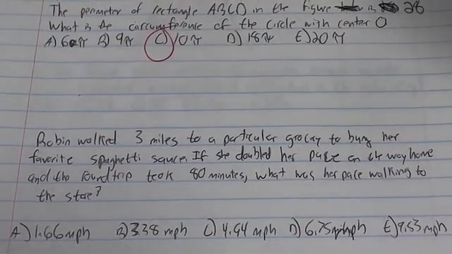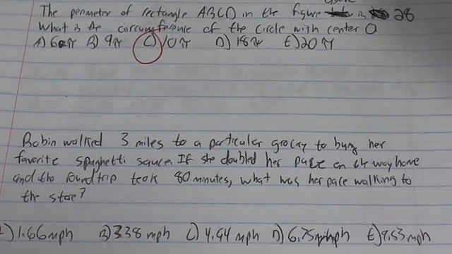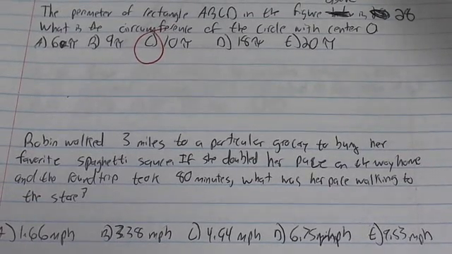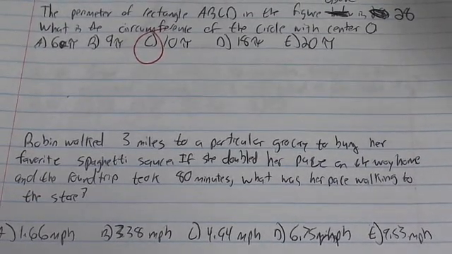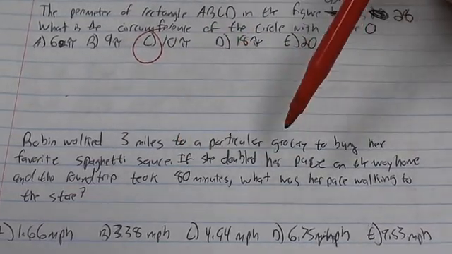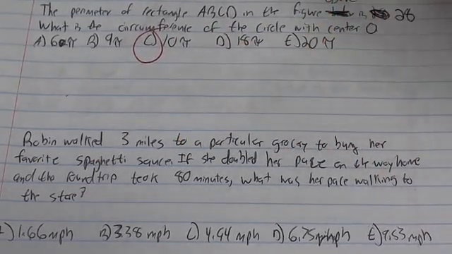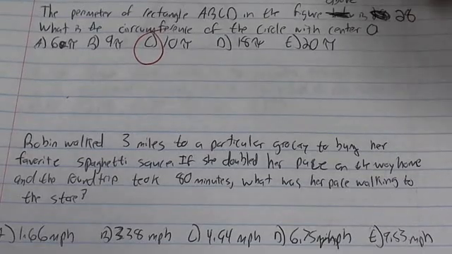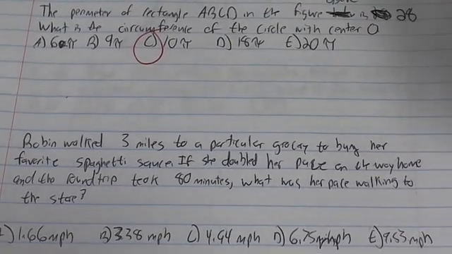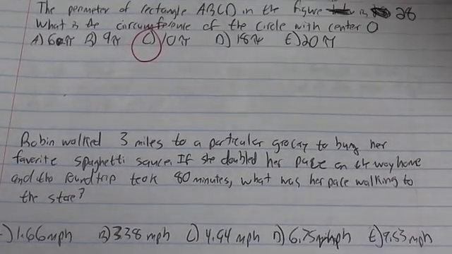Robin walked 3 miles to a particular grocery store to buy her favorite spaghetti sauce. If she doubled her pace as she went home and the round trip took 80 minutes, what was her pace walking to the store? Alright, so this one was a little bit tricky. Not gonna lie. The math setup isn't that hard.